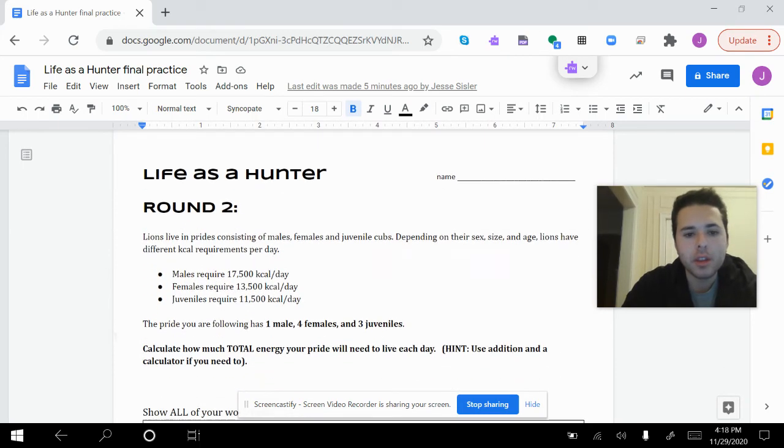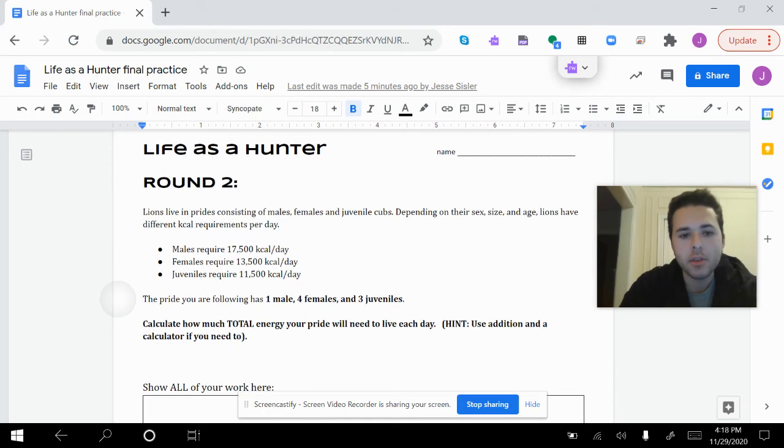so this is the beginning of round two of life as a hunter. We've decided at this point whether it makes more sense to hunt a few small animals or one big animal if we're talking about one lion. But what if we're talking about a pride of lions, which is like a pack of lions traveling as a group? We call that a pride.